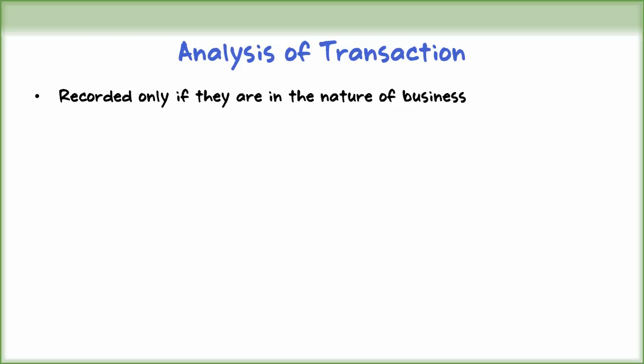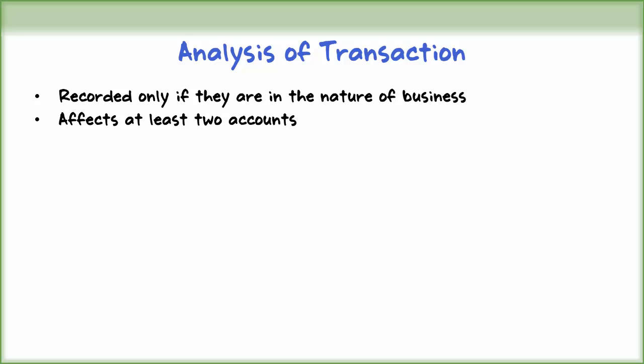In this video, we will see how to analyze transactions and prepare an income statement, owner's equity statement, and the balance sheet. Every transaction is recorded only if it is in the nature of a business transaction. Under the double entry system, every business transaction will affect at least two accounts.